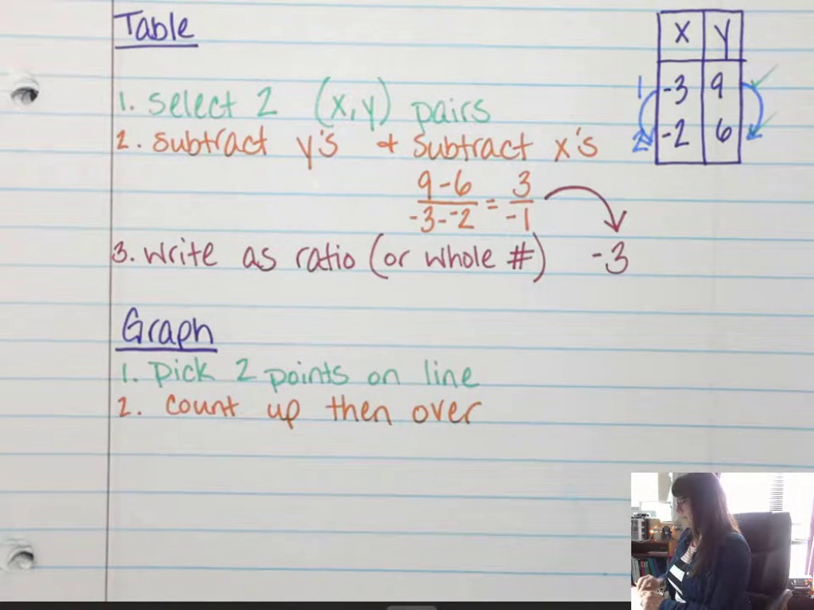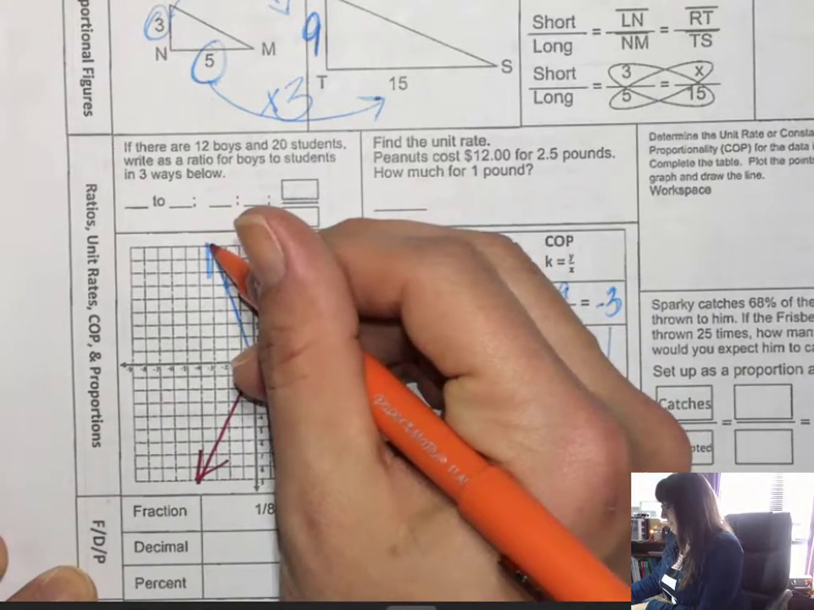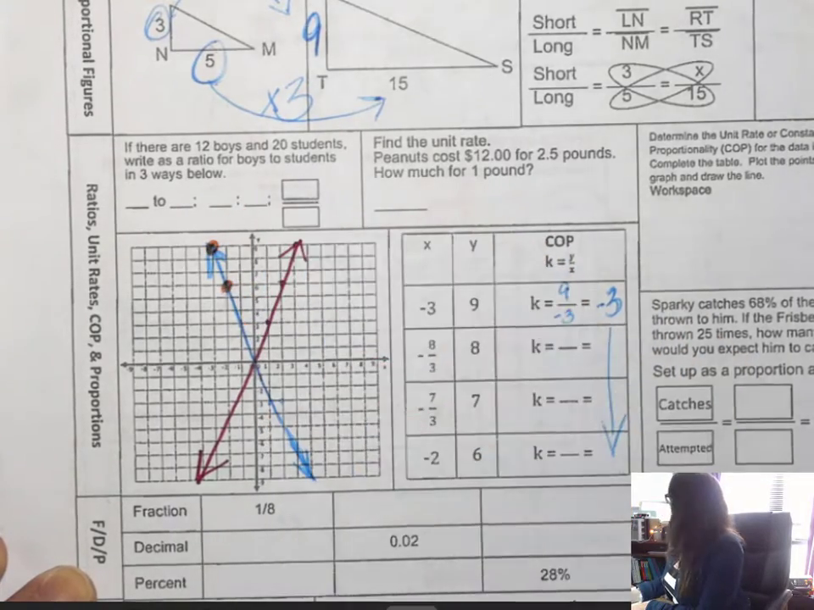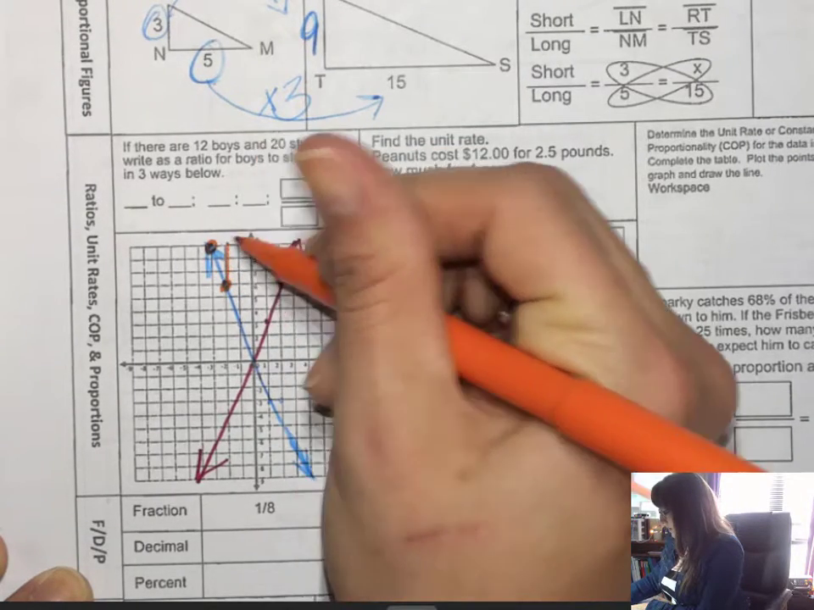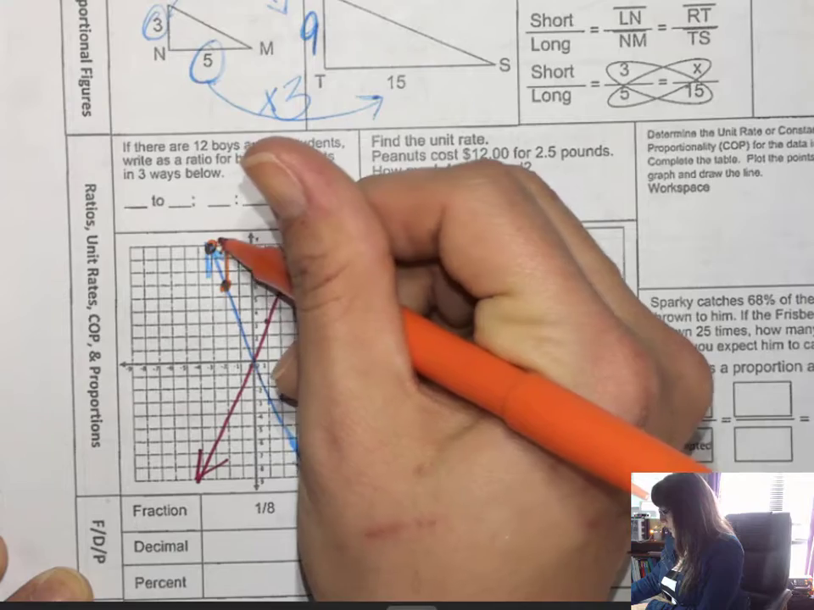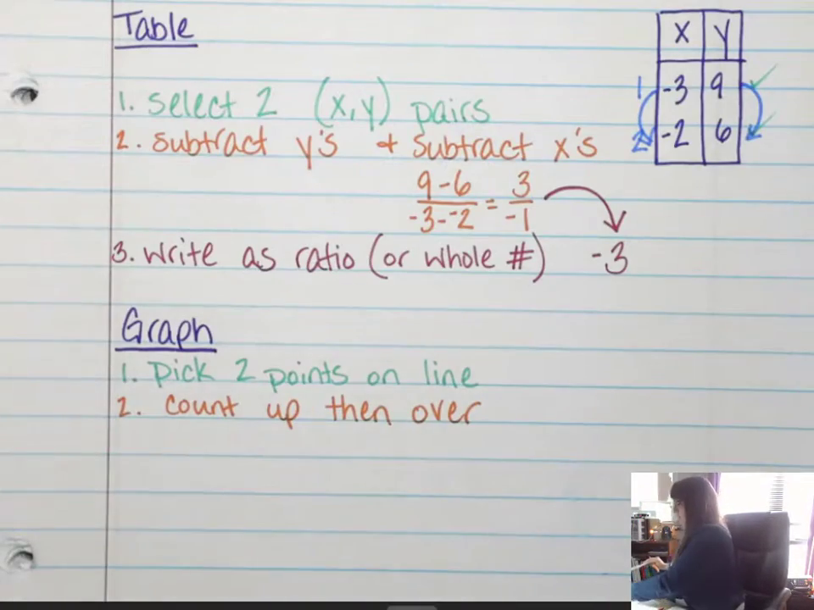Up and over. So again, I'm going to cover it up just for a second. So if I pick 2 points, I had this one and this one. I count up 3 over 1. That's it. Up 3 over 1.